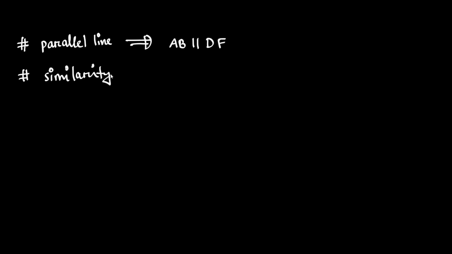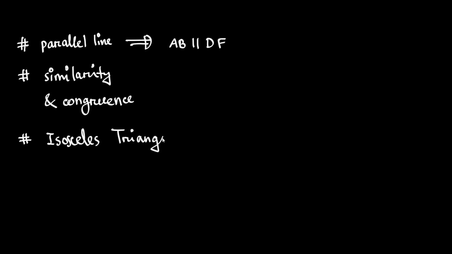What we are going to use are parallel lines. We say A parallel B by this symbol. Let's say AB is parallel to DE, or DF. We can say this by this symbol. We are using parallel lines, we are using similarity and congruence, and we are using the isosceles triangle theorem.